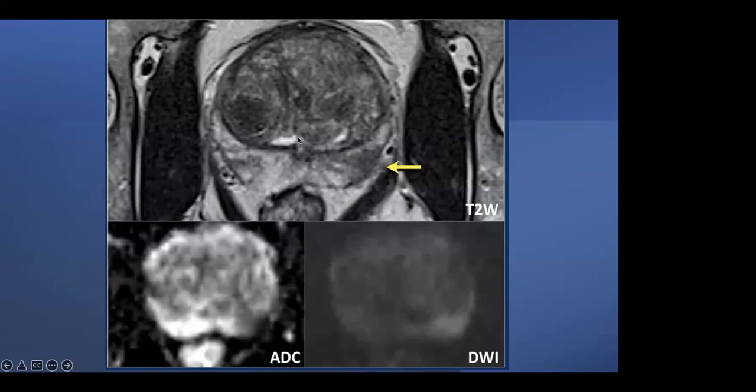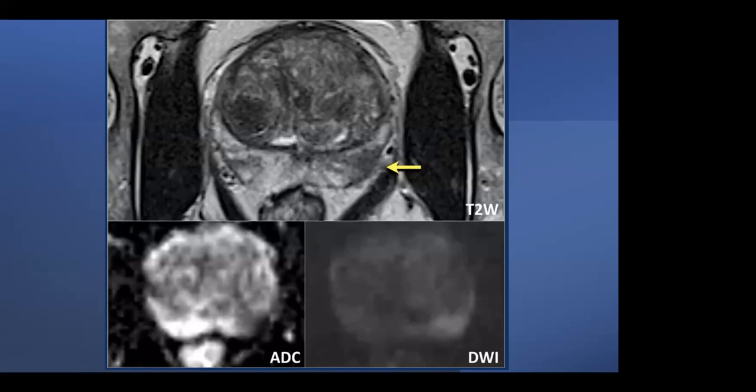So we can see the three images. The top image on the screen is a T2 weighted sequence. And here, on the left side, which is marked by the yellow arrow, if we compare it with the contralateral side, there is a signal intensity difference. This area is appearing hypo-intense. And if we carefully look, the margins of this lesion are irregular. And of course, this is in the peripheral zone.